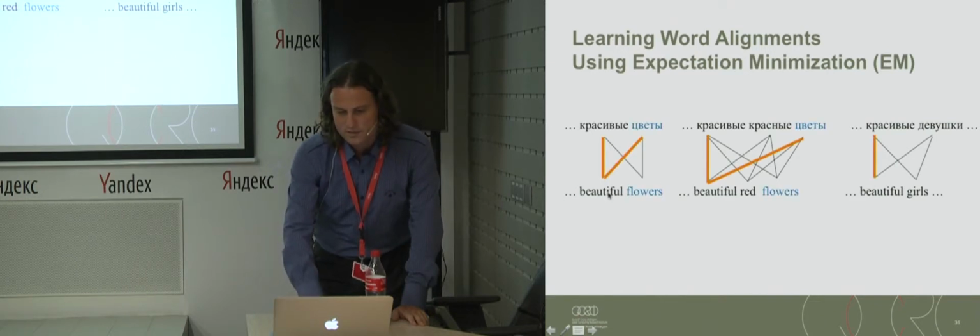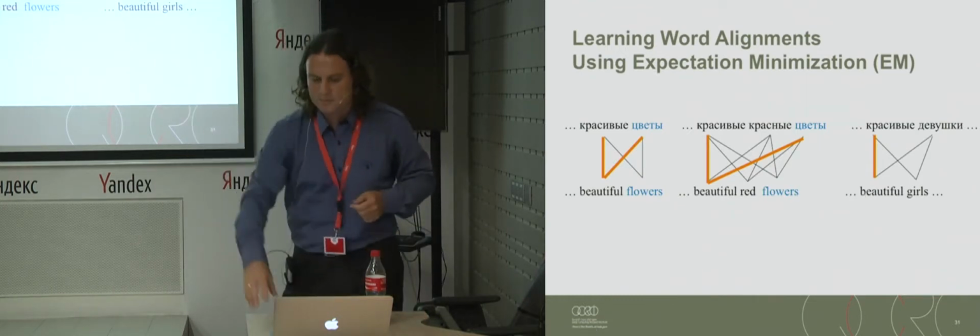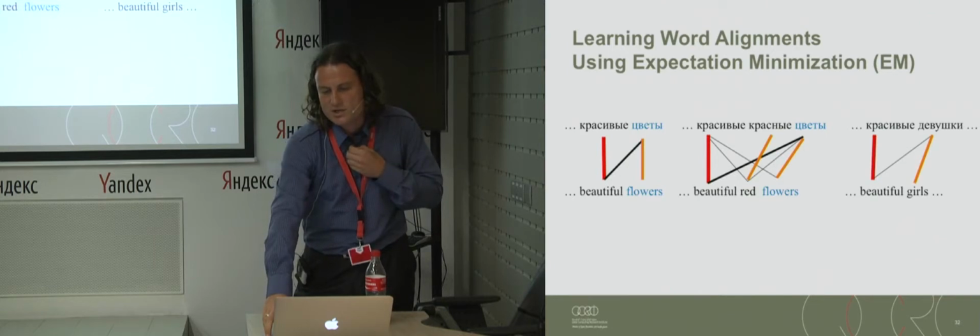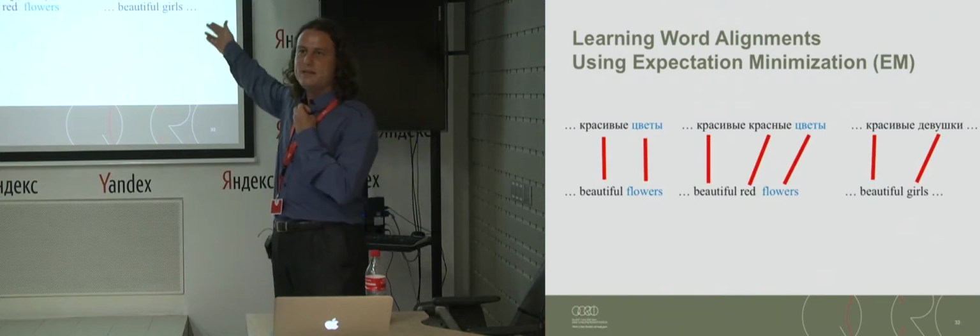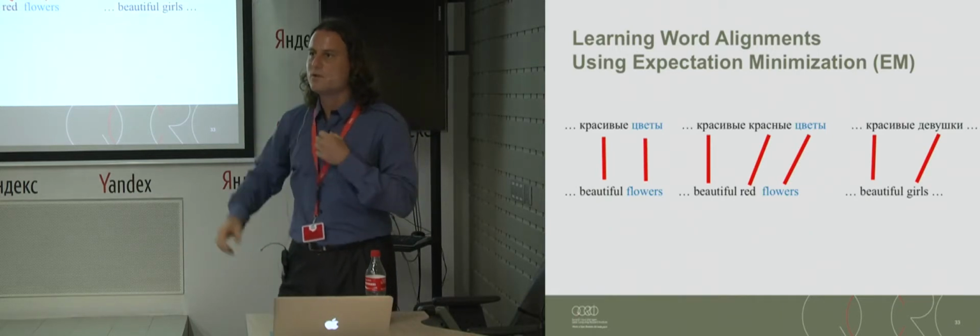Looking at "beautiful", you can say that it can be the translation of "красивые", or it can be of "цветы", because I see here again "красивые" and "цветы" in the same sentence, and here I also have "красивые" and "цветы" in the same sentence as "beautiful". But then looking at the others, you can start giving more probability to some of those. You do a few iterations, and at the end of the day you end up with such word alignments. Those are the correspondences, which word corresponds to what.